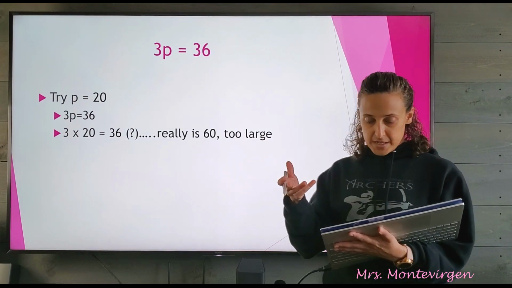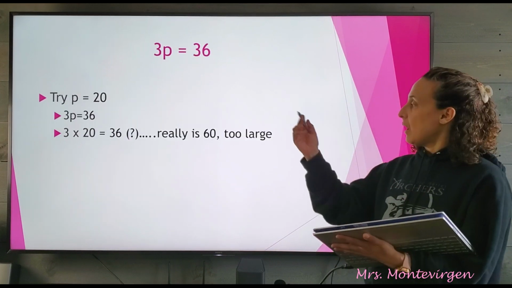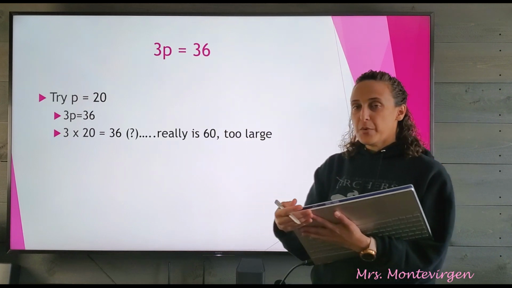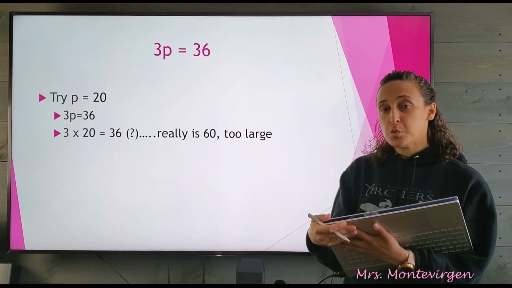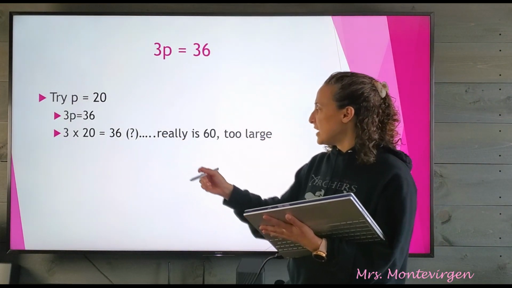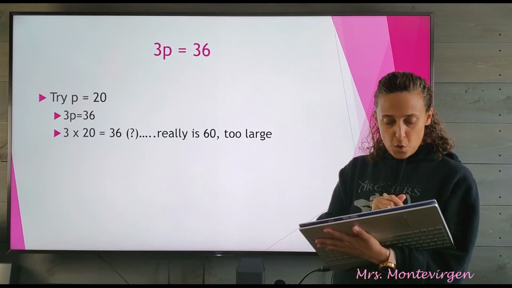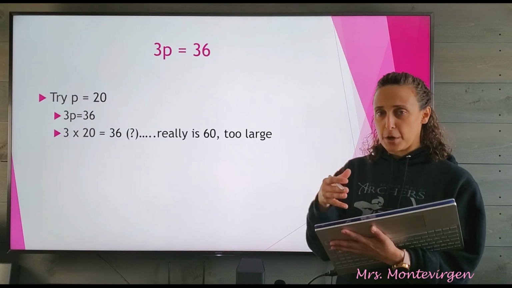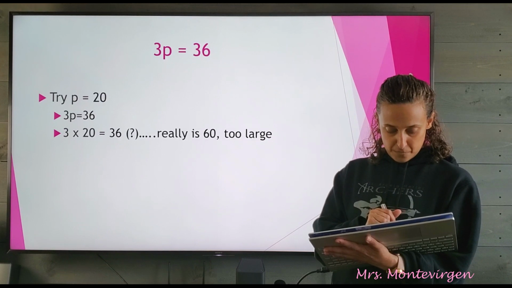Okay, well, we did 10. Just for argument's sake, if we do systematic trial, I would take p and imagine it as being 20. I'm going to put everything into the equation, and 3 times 20 is 60. That is way too high because we're actually looking for 36. So now I know I need a number between 10 and 20.